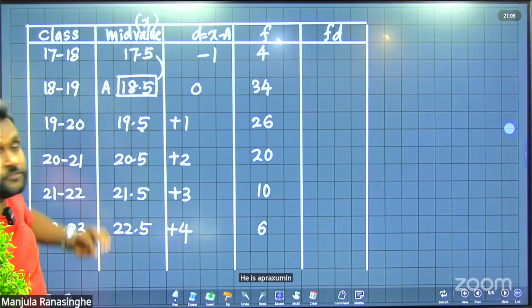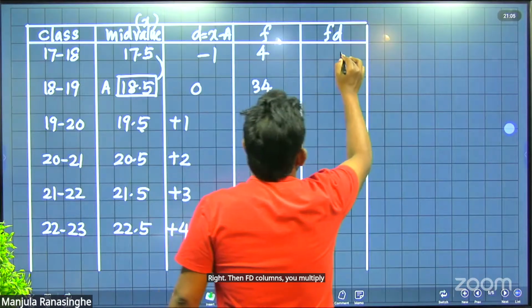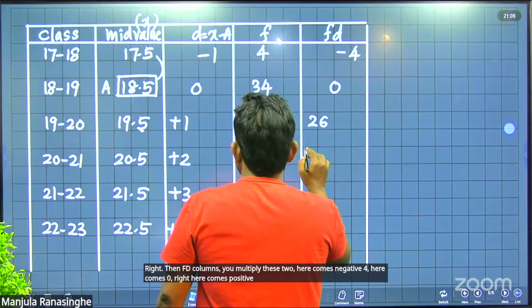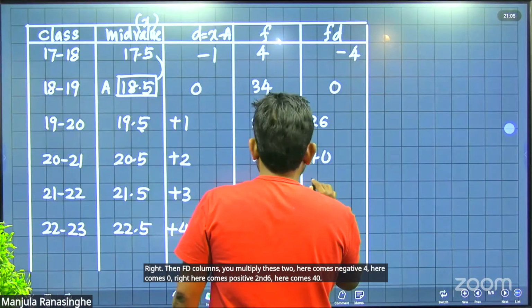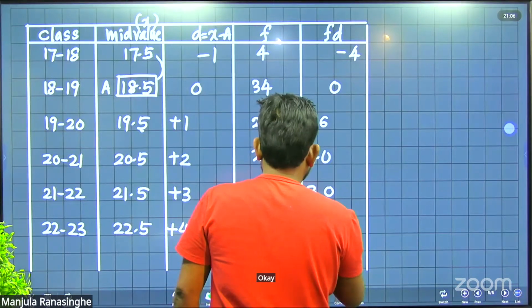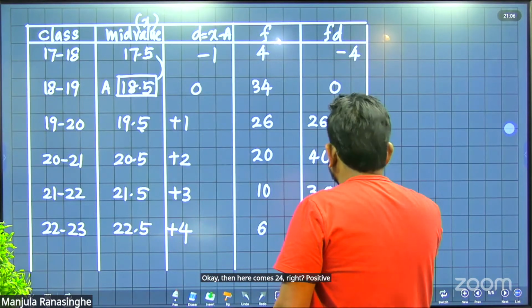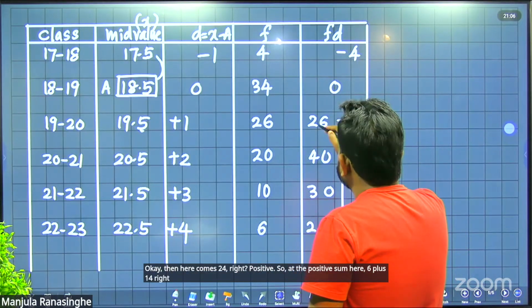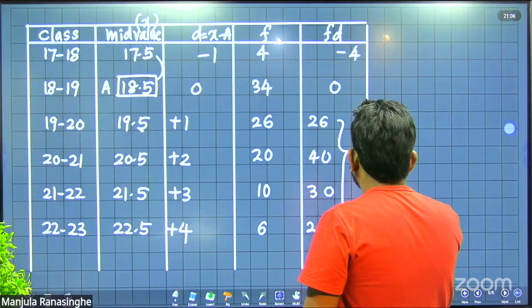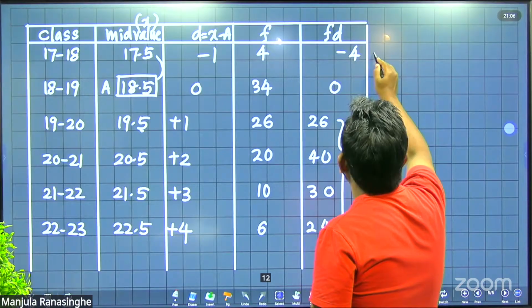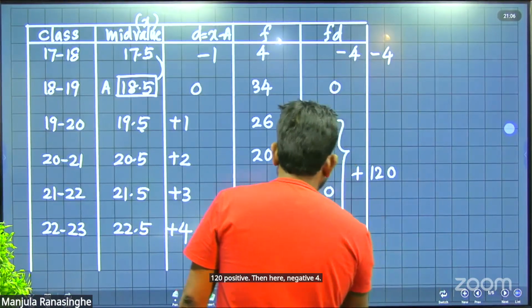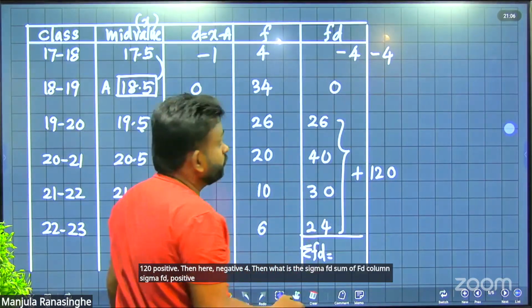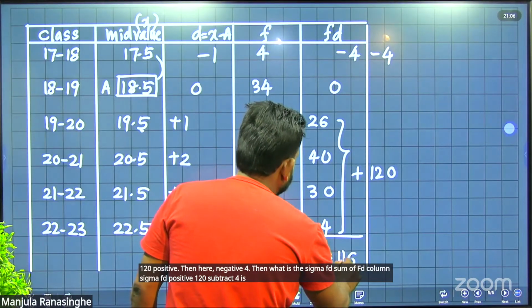Right. Okay, then the FD column, you multiply these two. Here comes -4, here comes 0, here comes +26, here comes 40, then here comes 30, then here comes 24, positive. So the positive sum here, 6 plus 4, 10, 120 positive. Then here -4. Then what is the sigma FD? Sum of the FD column, sigma FD, positive 120 subtract 4 is positive 116.